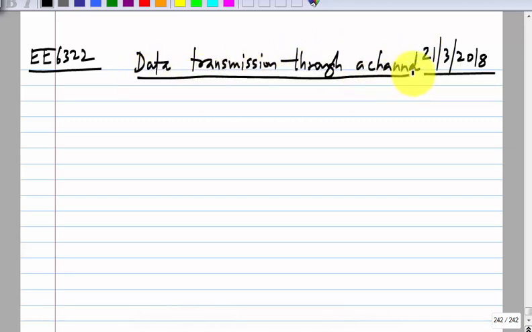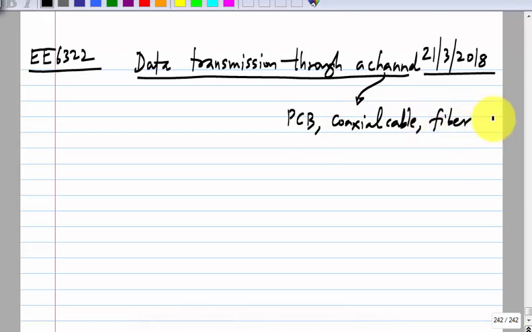Okay. So this channel can be anything. It can be a printed circuit board, coaxial cable, fiber, and so on. Okay.